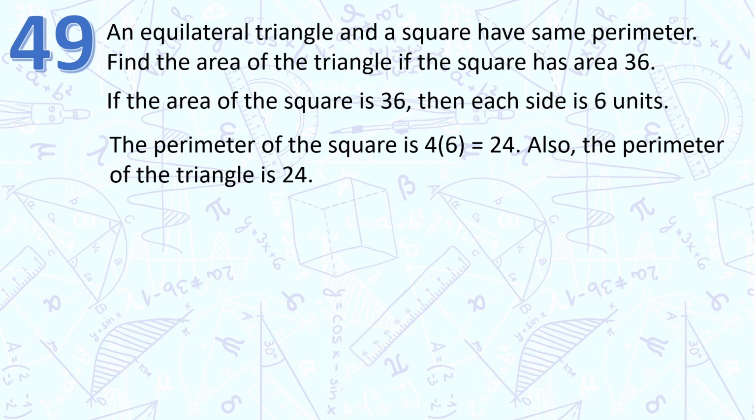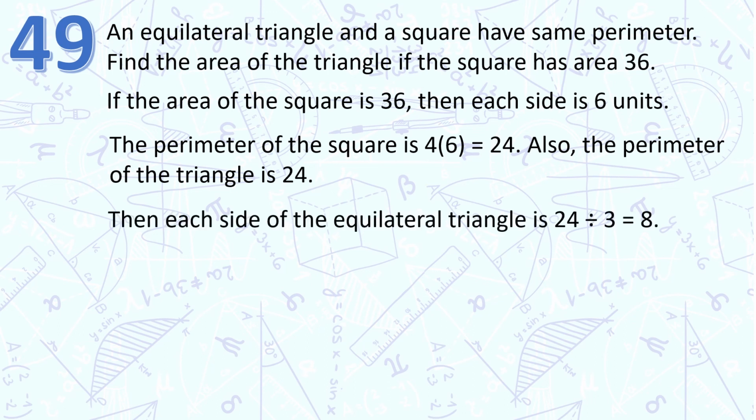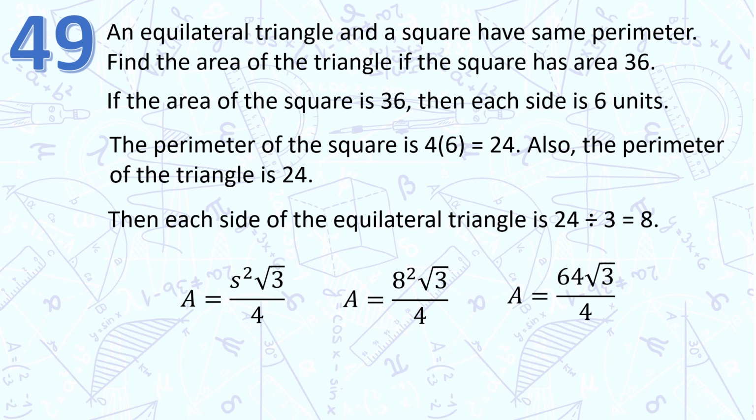If the perimeter of the triangle is 24, then each side is 8 units. Given an equilateral triangle, the area is S squared times the square root of 3 over 4. S is equal to 8, therefore the area is 8 squared times the square root of 3 over 4. That is 64 square root of 3 over 4. Therefore, the area of the equilateral triangle is 16 square root of 3 square units.